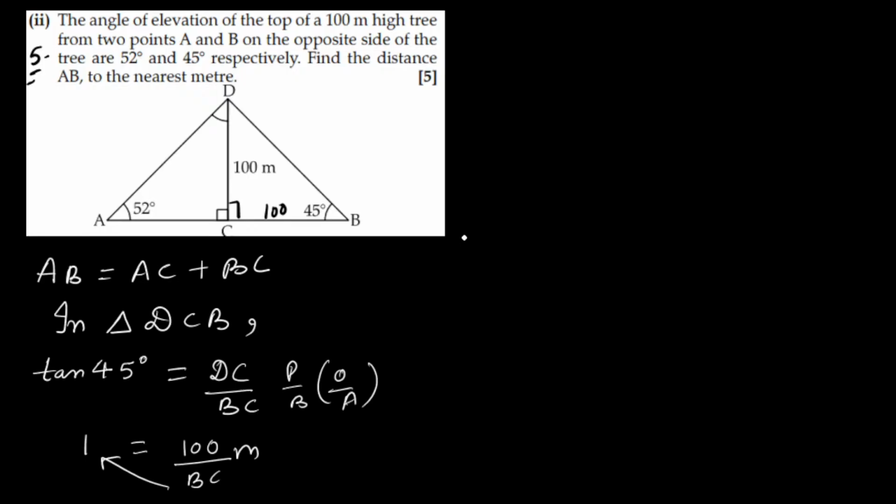So BC will shift to the other side. So BC into 1 is BC. So BC is equal to 100 meters.